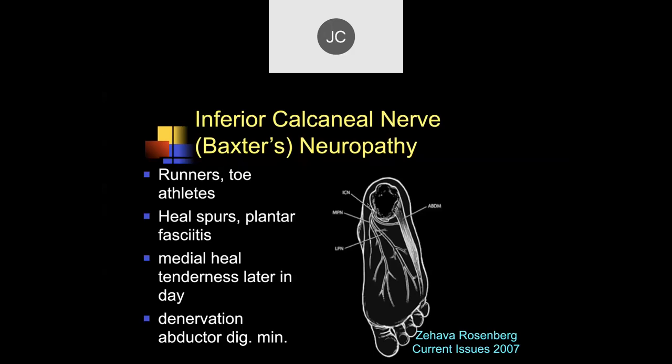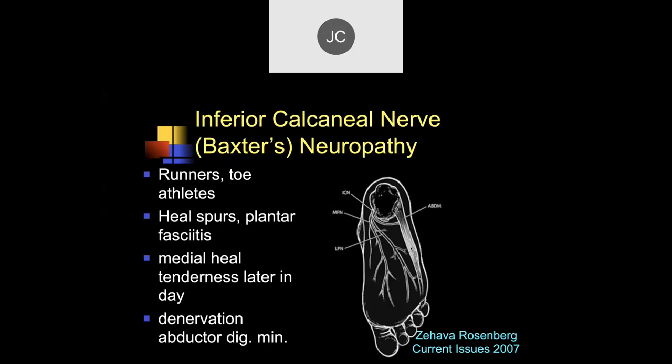Okay, and then if we back up a little bit, we can look at the inferior calcaneal nerve, also called Baxter's nerve. And this is part of that medial nerve. When it breaks off here, we get Baxter's nerve coming across just anterior to the calcaneus. And this can typically be injured in runners. You can have heel spurs here, which may lead to increased risk of injury to Baxter's nerve. And you get tenderness, and then you can get denervation of the abductor digiti minimi muscle, because Baxter's nerve comes across medially to laterally, and it innervates the abductor digiti minimi muscle.